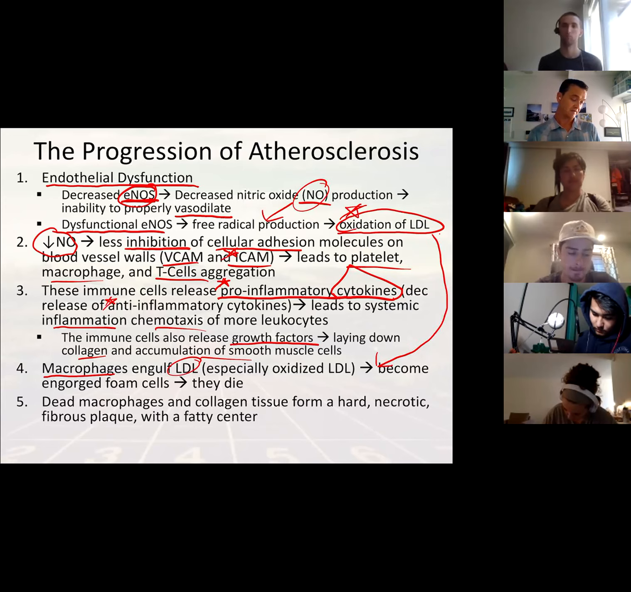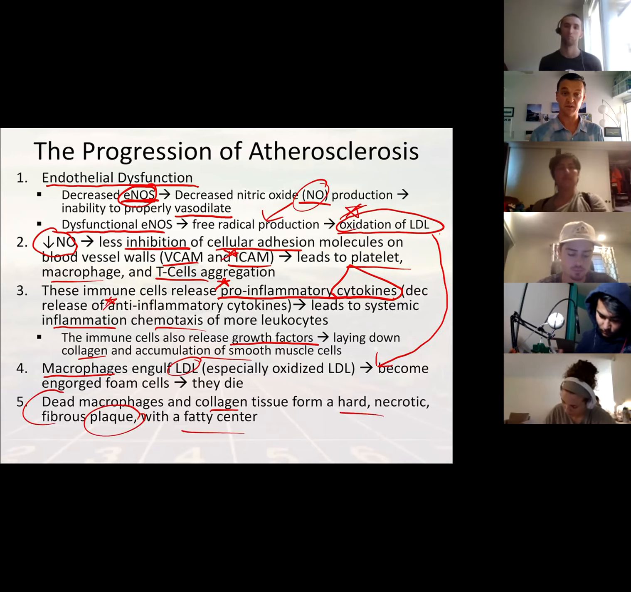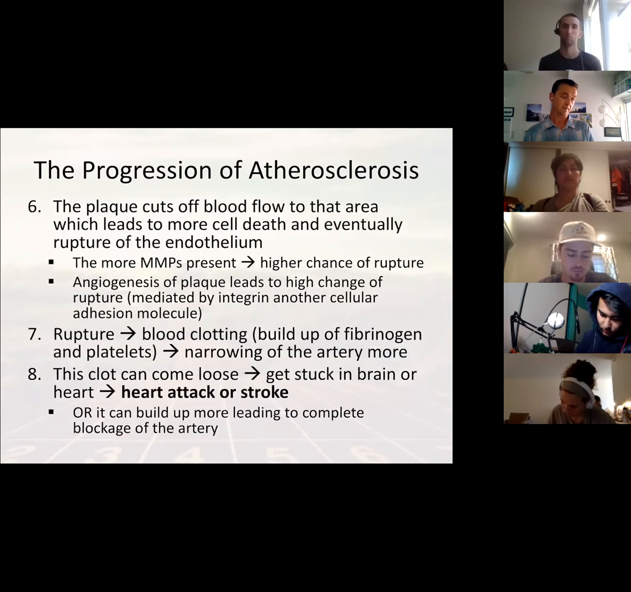Okay, so all of this leads to plaque. Okay, so we get collagen, we got smooth muscle, we got this hard dead tissue with a fatty center, and that's what the plaque inside of our arteries looks like with atherosclerosis. Okay. So now the real problem comes.